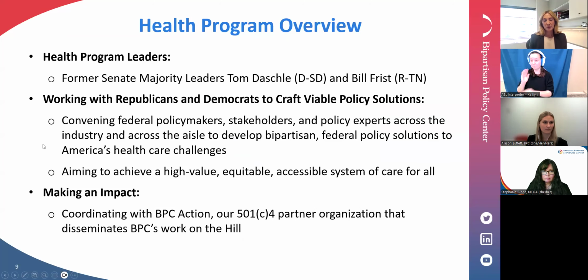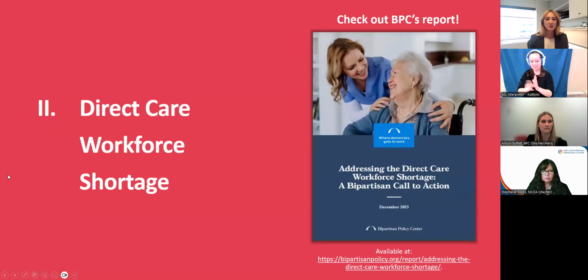Speaking now about the health program specifically, the health program's leaders include former Senate Majority Leaders Tom Daschle and Bill Frist. And when we approach policy issues, such as the direct care workforce shortage, we work with Republicans and Democrats to develop viable bipartisan policy solutions. We convene stakeholders and policy experts from across the aisle to explore these issues and potential policy reforms, all with the goals of achieving a high-value, equitable, and accessible healthcare system. We also have a partner organization, a 501c4 organization known as BPC Action, and they help with disseminating our findings among federal policymakers. Next slide, please.